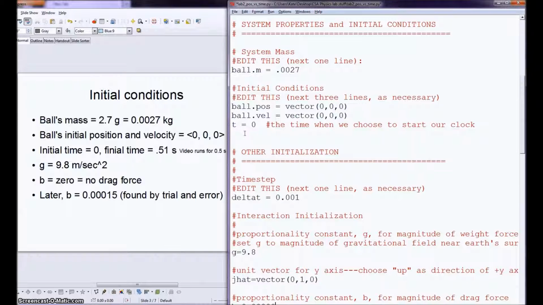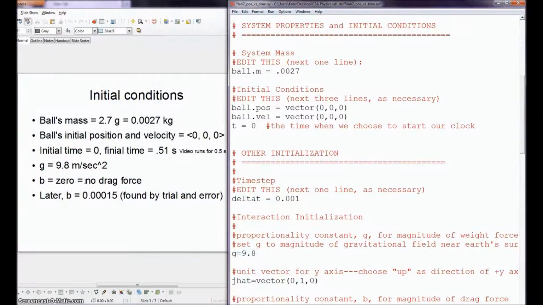With the data from Tracker and a little bit of extra research, we have enough data to initialize a computer model. I imported the ball's initial position and velocity and the initial and final time from Tracker, and I googled the mass of a ping pong ball and found that it is 2.7 grams, which is equal to 0.0027 kilograms. I also know that the acceleration due to gravity is 9.8 meters per second squared, and I am choosing to start the model off with zero drag, which means that b will be set to 0.